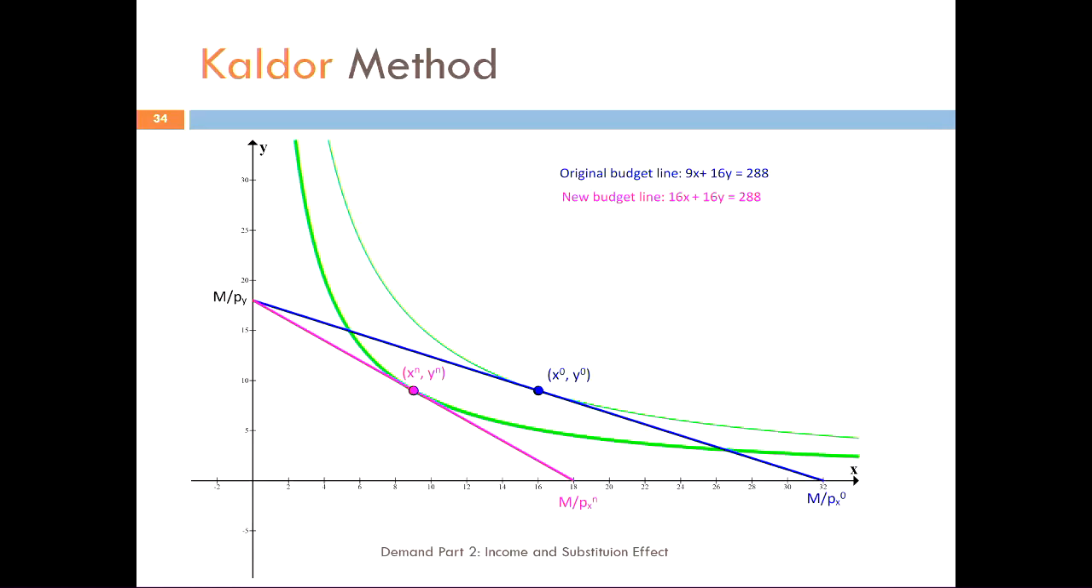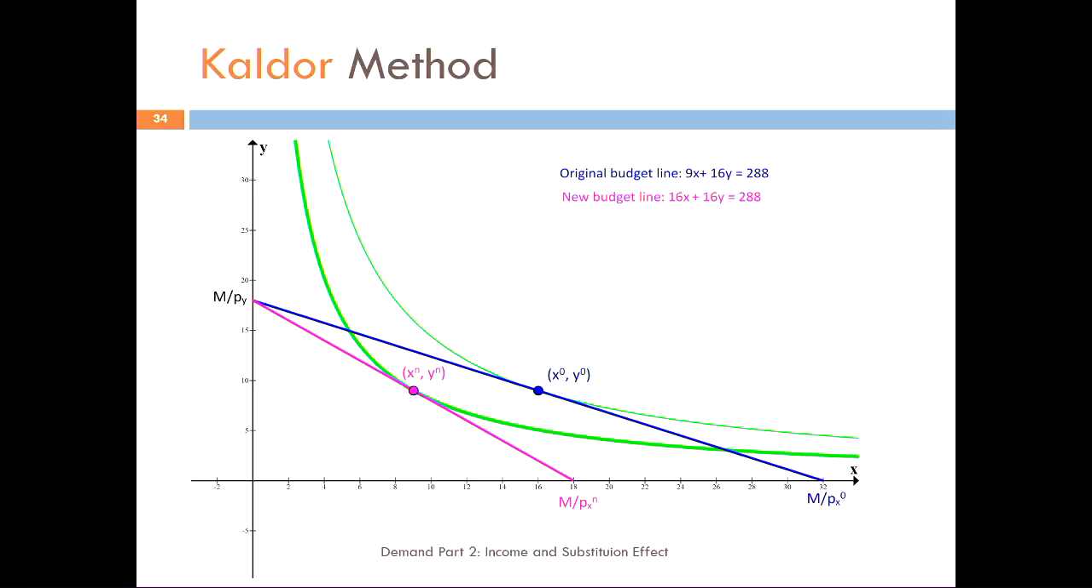So remember, here's the situation. With the original prices, we have an original budget line in blue there, and the original bundle X naught, Y naught, so the quantity demanded of X was originally X naught. And then we increase the price of X and we get the new budget line in pink. We get a new optimal bundle XN, YN, so the new quantity demanded of X is XN. And then we're going to decompose that into the income and substitution effects.